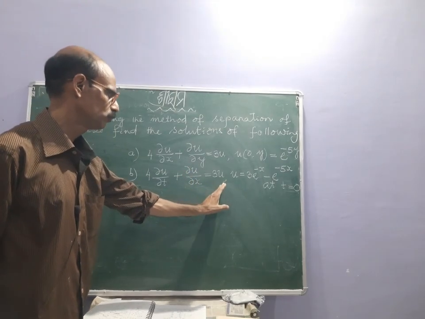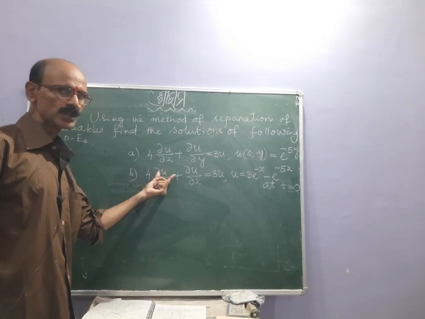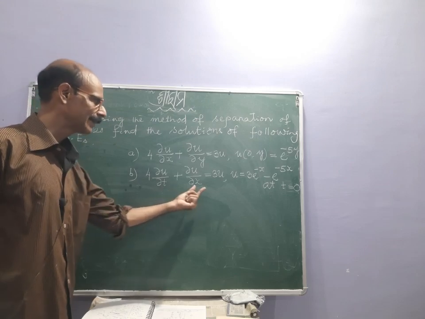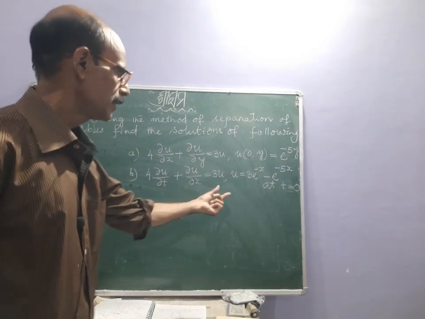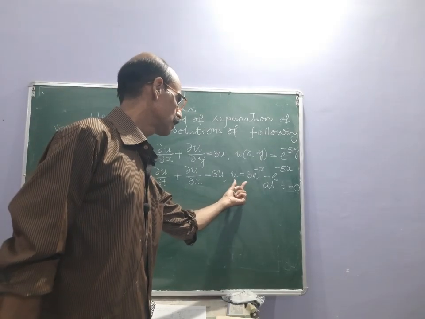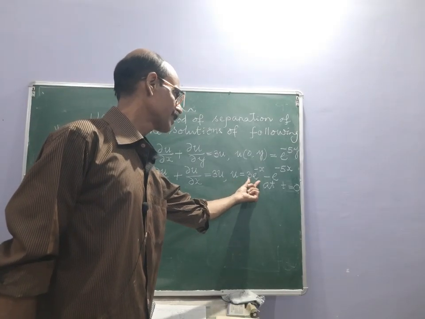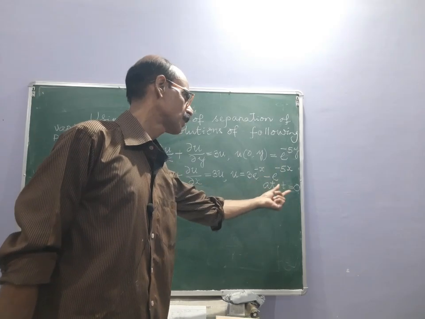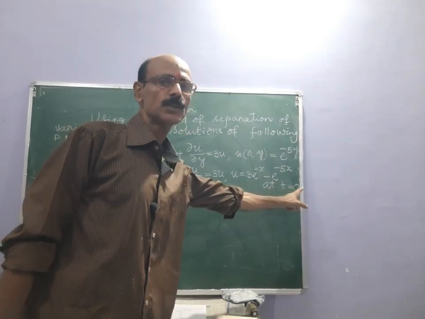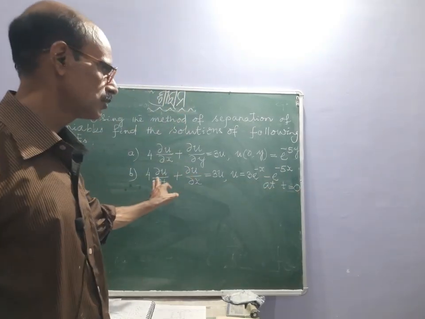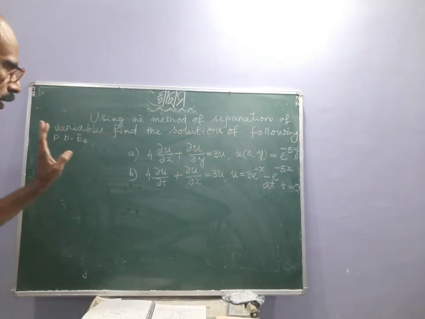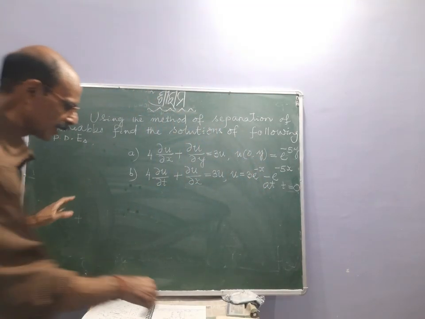Similarly, the second one is 4 del u by del t plus del u by del x is equal to 3u. Here u is a function of two independent variables t and x, and here also a condition is given: u is equal to 3 exponential minus x minus exponential minus 5x at t is equal to 0. When t is 0, u is this much. So a condition is given. Let us solve one by one.